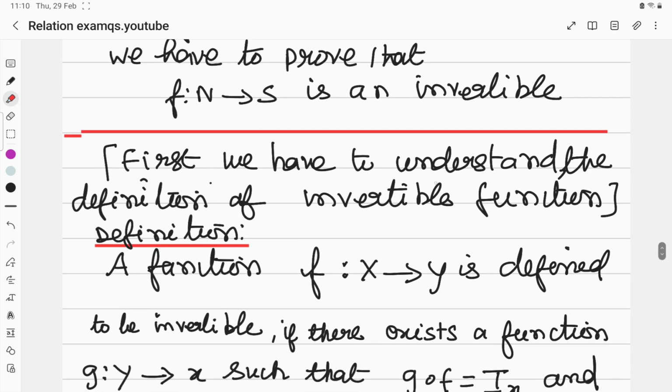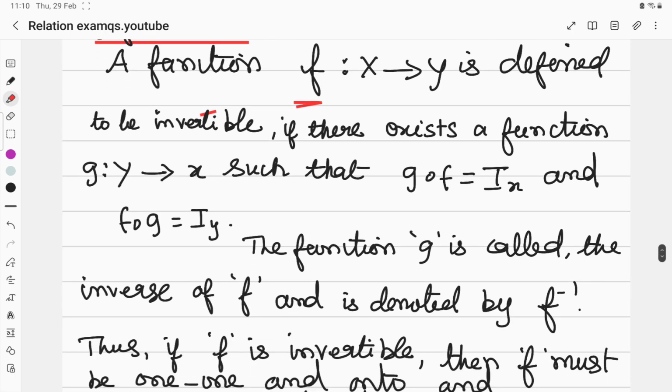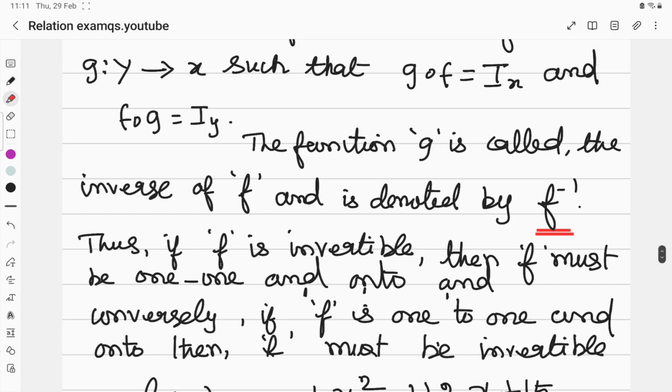First we have to understand the definition of an invertible function. Definition. A function f from X to Y is defined to be invertible if there exists a function g from Y to X such that g circle f is equal to I_X and f circle g is equal to I_Y. Then the function g is called the inverse of f and is denoted by f inverse.